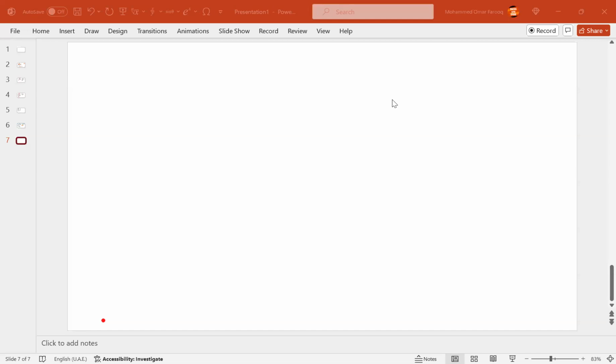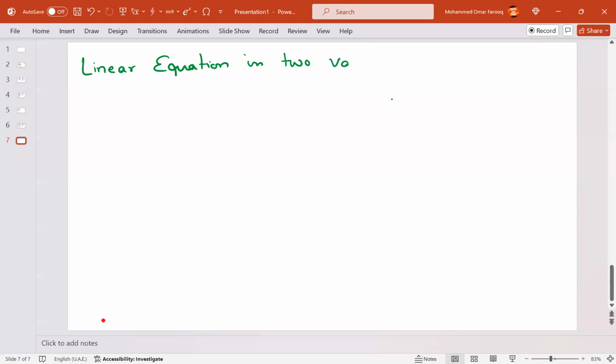So when we come to linear equation in two variables, I have already explained in other sections. What is linear? When we have degree as 1, we call it linear. Linear expression or linear polynomial, we call it.